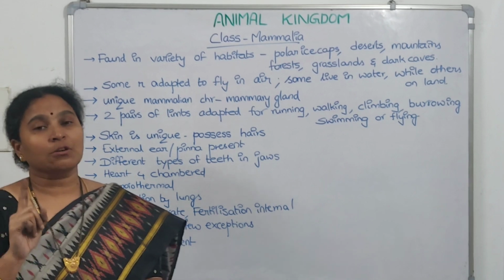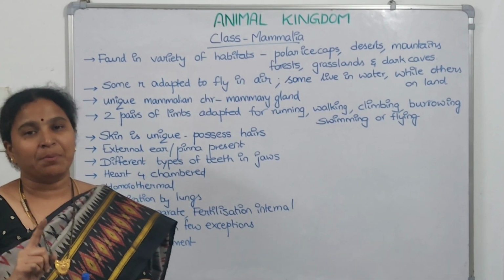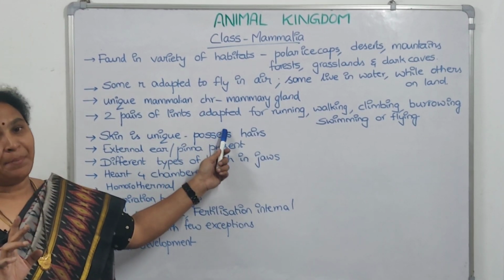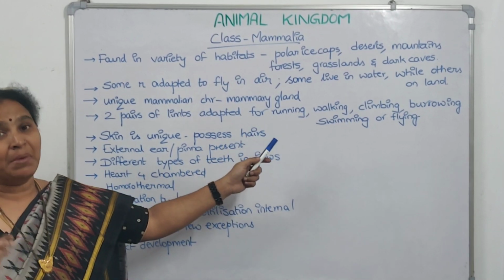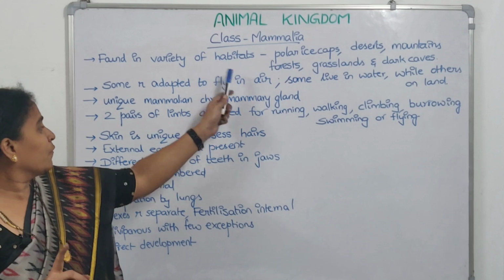Now the unique feature of mammals is the presence of milk-producing mammary glands, which help in the nourishment of the young ones. They have 2 pairs of limbs. They are adapted for running, walking, climbing, burrowing, swimming, and flying, for all purposes, because they live in a variety of habitats.